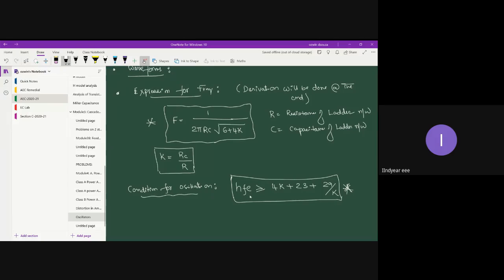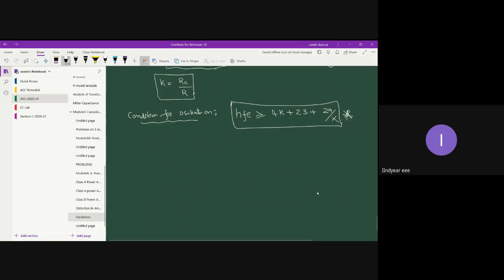So hFE, that is the transistor current gain, if it is greater than or equal to this particular series, then only the circuit results in oscillations. If your transistor current gain is less than the right hand side value, then no matter what you do, the circuit will not give you any oscillations. Fine, so that's about your RC phase shift oscillators.